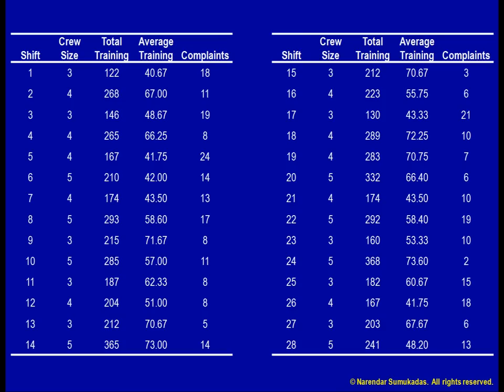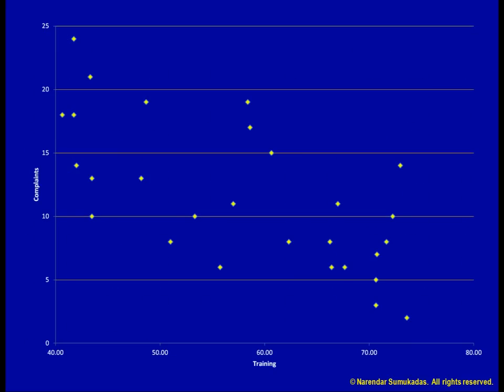Unfortunately, by just looking at these numbers, I am unable to see if there is any pattern here. Is the average training level of the crew related to complaints? If I had X-ray vision, I might be able to figure it out, but right now the relationship eludes me. I decide to plot these numbers on a scatter diagram.